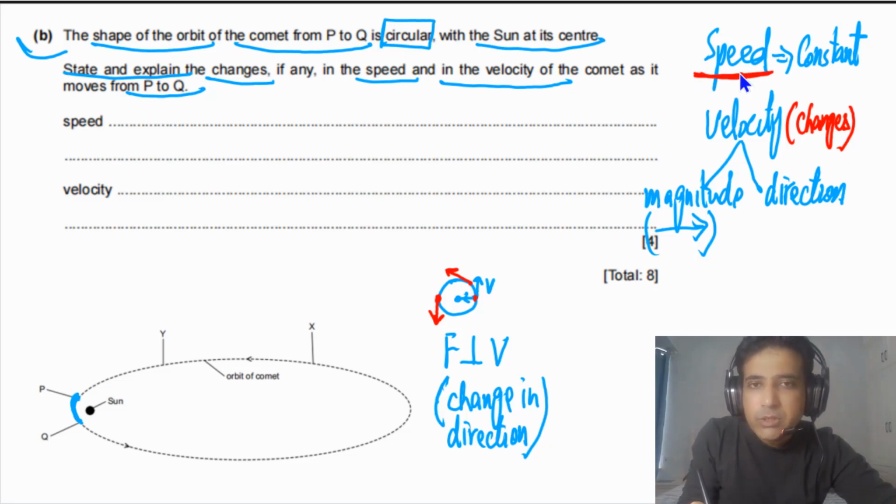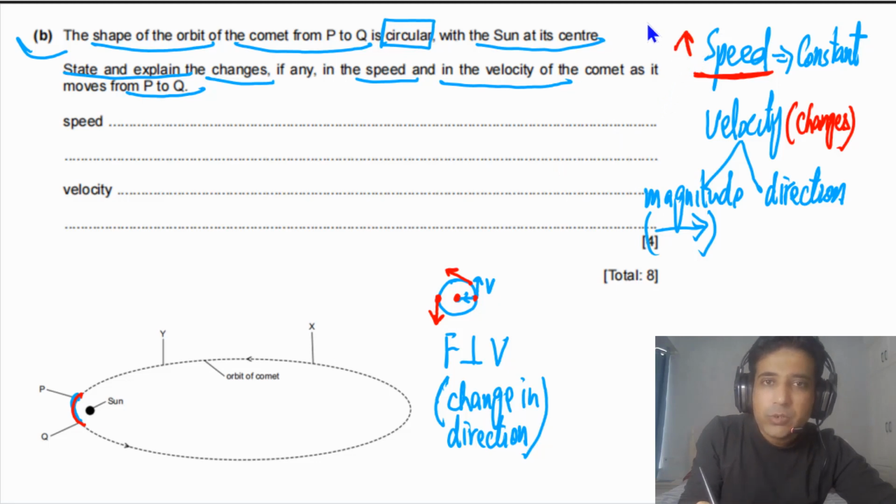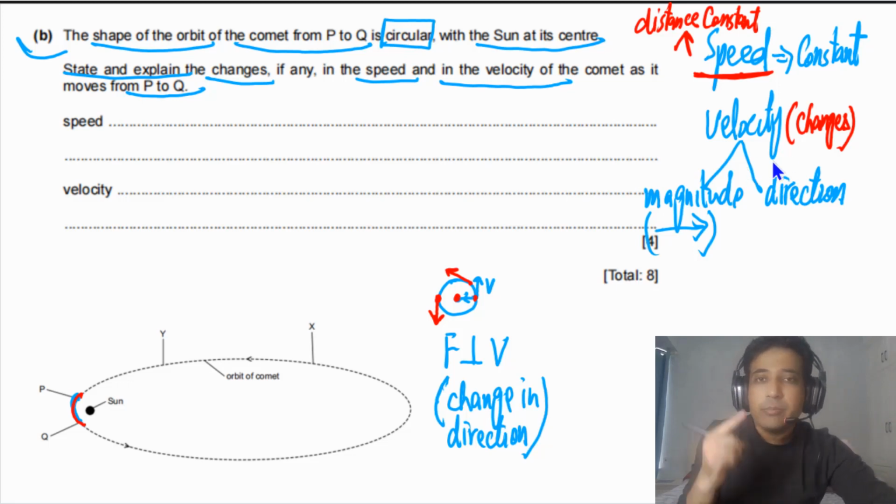Why does speed remain constant? Because the distance of the comet from the sun remains constant, as it is assumed that this is a circle, so the distance between the sun and the comet remains constant. So we can say speed remains constant because distance between sun and comet remains constant. And velocity changes because direction of motion of the comet is changing all the time. So the velocity is changing continuously, but speed is constant. So these points you have to mention in your answer.